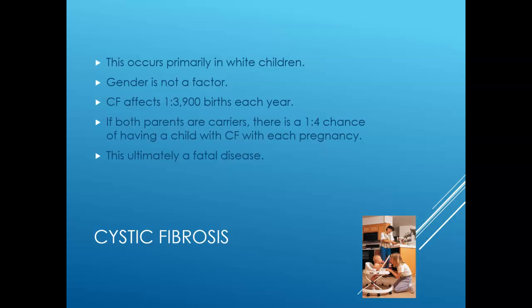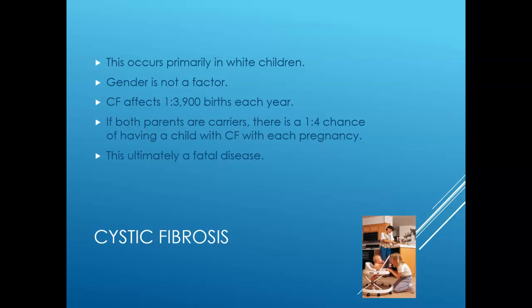Cystic fibrosis. Cystic fibrosis is actually a chronic condition, a genetic chronic condition, and it occurs primarily in white children. Gender is not a factor. So it occurs equally within males as it does in females. CF affects 1 in about 3,900 births each year, and both parents are carriers. So that means that they have a 25% chance, if both parents are carriers, of having a child with CF, or a 1 in 4 chance with each pregnancy.